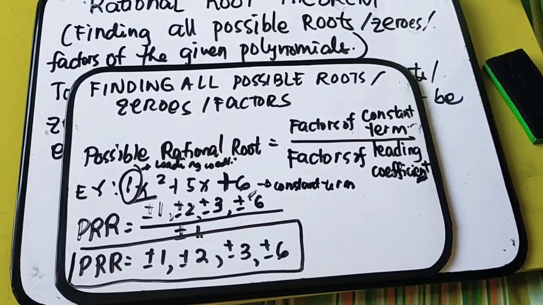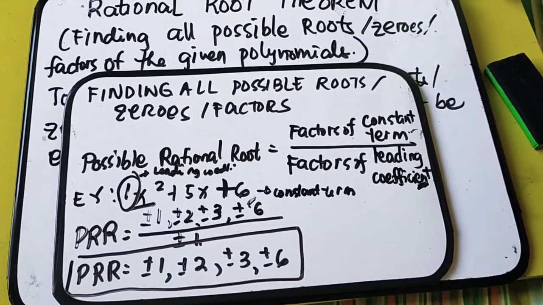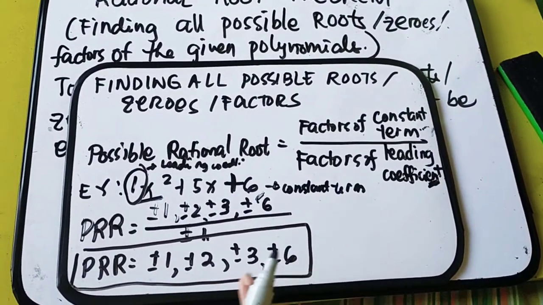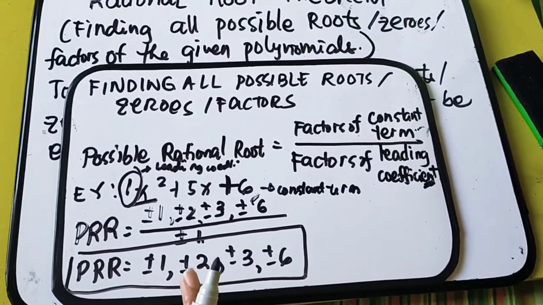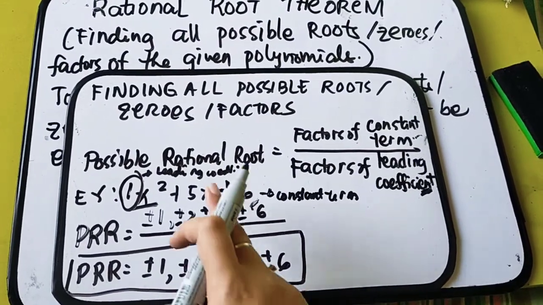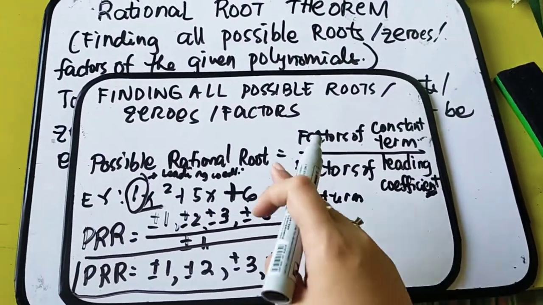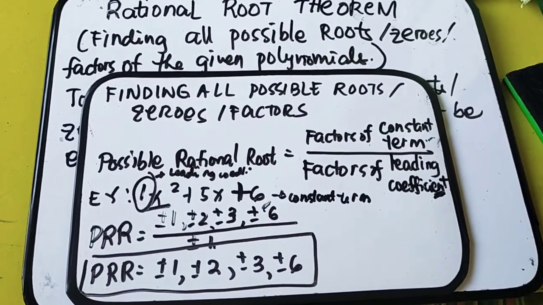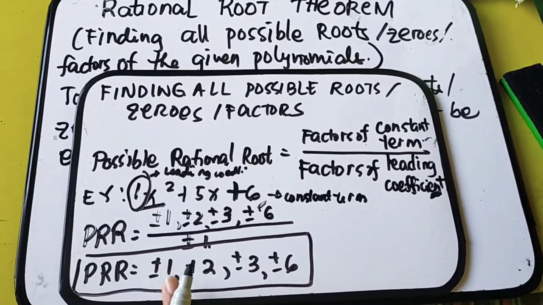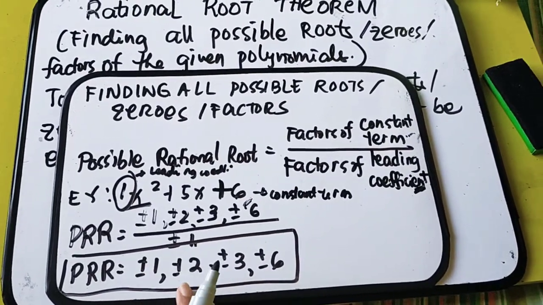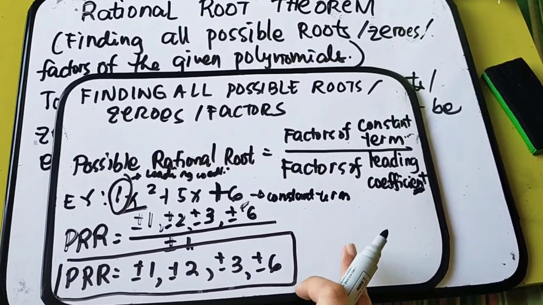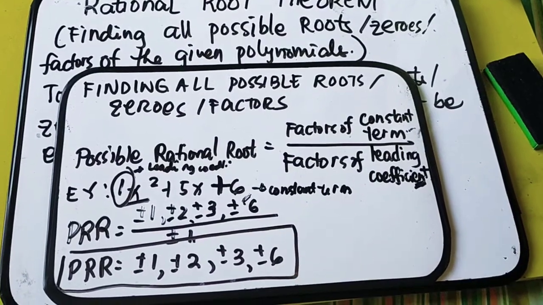Now, the next one, how will you determine the actual zeros of this one? Paano mo makikita kung sino ba talaga yung real or rational zeros, roots, or factors of this polynomial? Okay? So, we are going to use synthetic division. Ito, try natin lahat. Positive negative 1, positive negative 2, and so on. Kailangan po ang kanyang remainder ay maging 0. Is it clear?